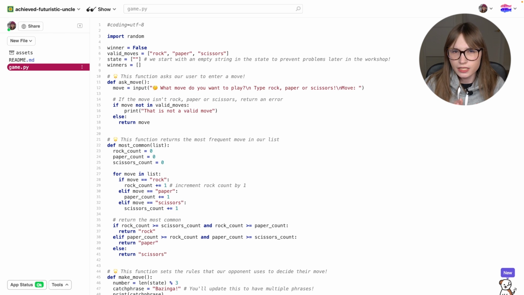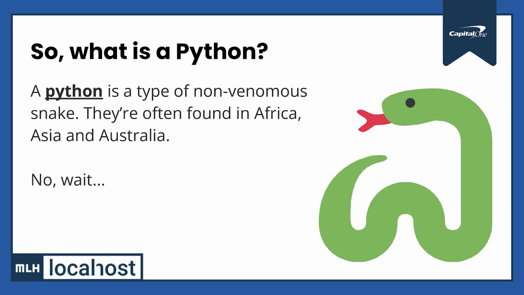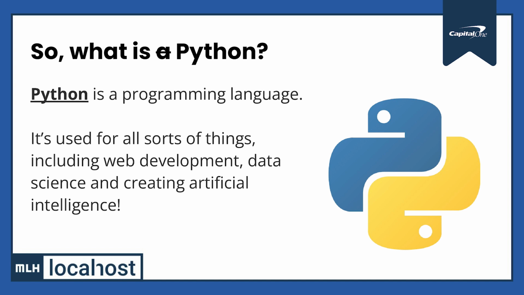But before I do, let's think for a second, what is a python? Well, a python is a type of non-venomous snake. They're often found in Africa, Asia, and Australia. But wait, no. What is Python? Well, Python is a programming language. It's used for all sorts of things, including web development, data science, and creating artificial intelligence.